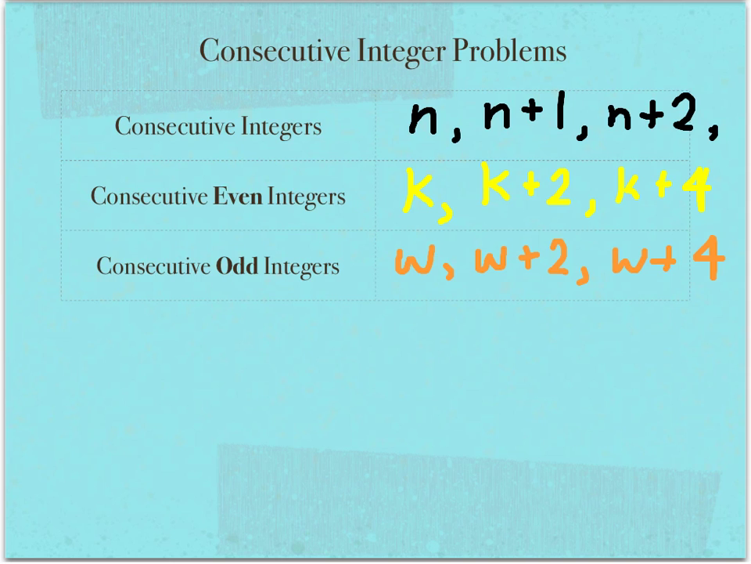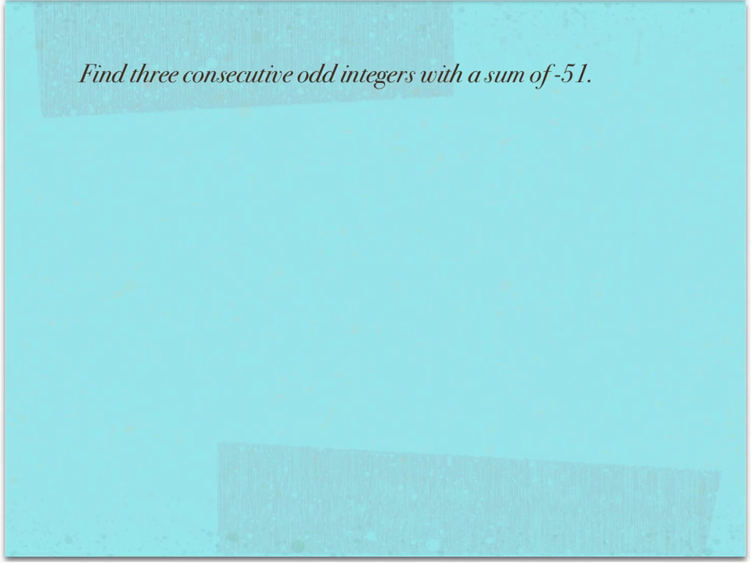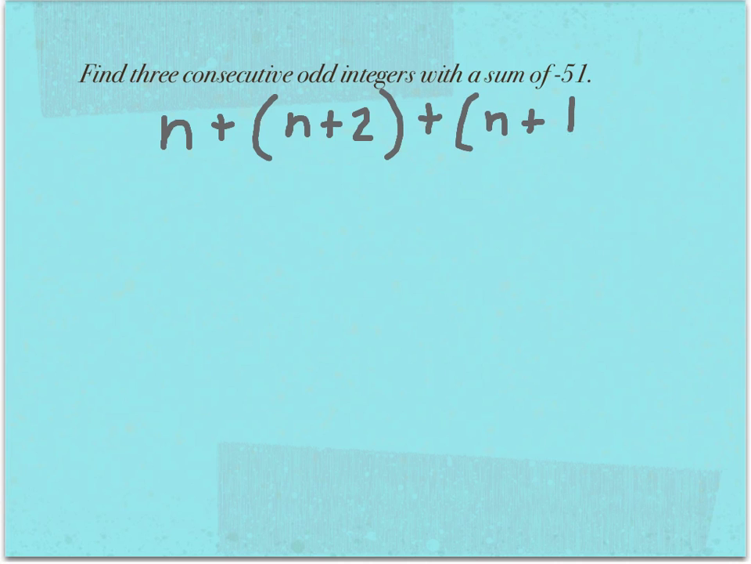Now, let's actually look at a problem like this and see if we can solve it. Alright, so find 3 consecutive odd integers with a sum of negative 51. You might be able to guess and check at this fairly well, but again, the algebra will make it more efficient. So my first integer is going to be n. My next one, remember, will be 2 bigger, so it has to be n plus 2. My next one will be 2 bigger than that, or n plus 4, and it's going to equal negative 51.